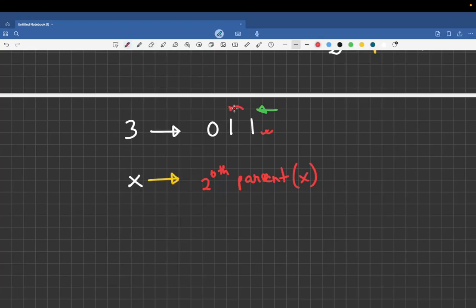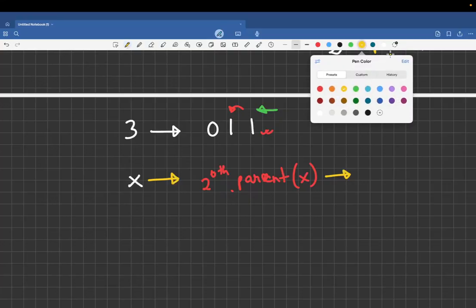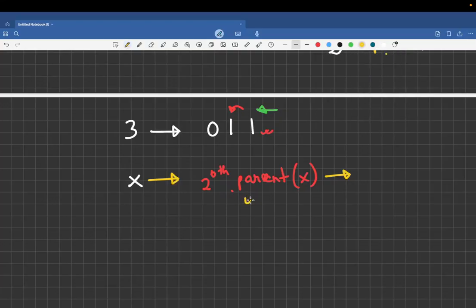Now I move to the other bit. The other bit is also 1. So whatever node I got over here, let's suppose this node that I got was Y. So the next node will be, since this bit is a set bit, 2 power 1th parent of Y.